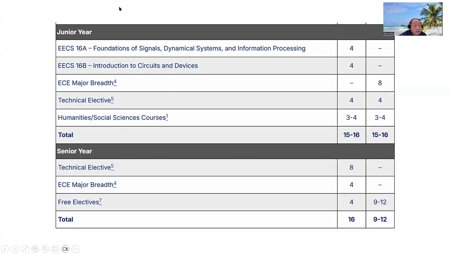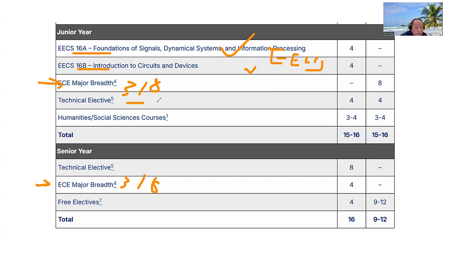Third year, EECS is 16AB. These are required by EECS. So, okay, we recommend it. And then you have the 3 in 8 courses spread out in 2 years, actually 12 units. Okay, that's okay. And then 4 limited all you can eat right here.